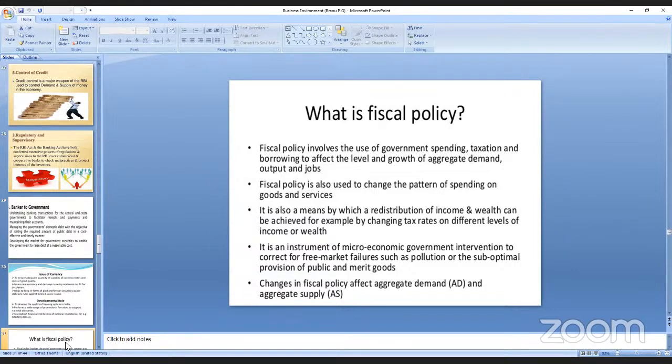It is used for changing the pattern of spending on goods and services. And it also means redistribution of income and wealth. Once income or wealth is distributed, it will again be redistributed. An example of that is changing the tax rate on different levels of income or wealth.